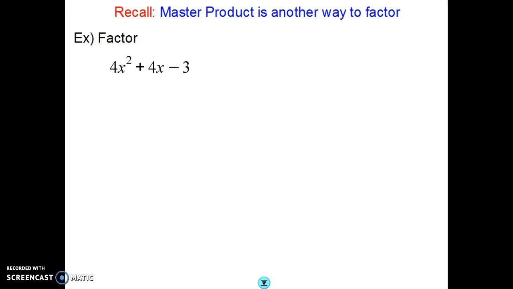I know this is running a little bit long right now, but this skill is going to determine whether you can do most of the problems in this unit. So I just want to run through one last example. Remember, if you don't like mixing and matching, or if the numbers are getting big, or there's too many options to choose from, master product, which we looked at earlier this year, is another way to factor.